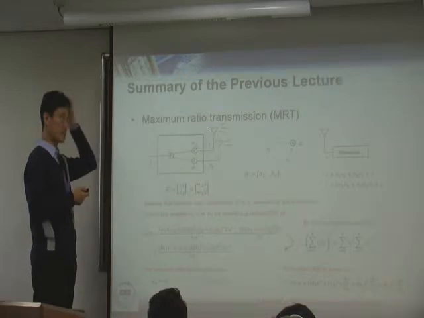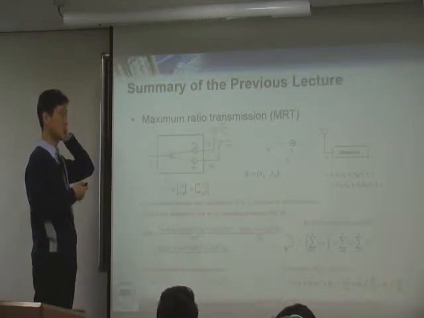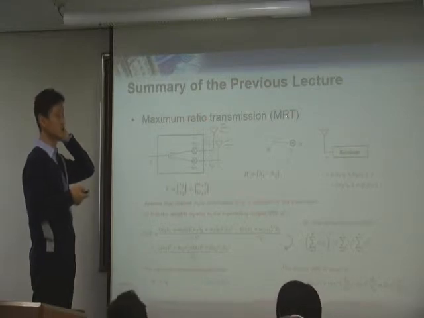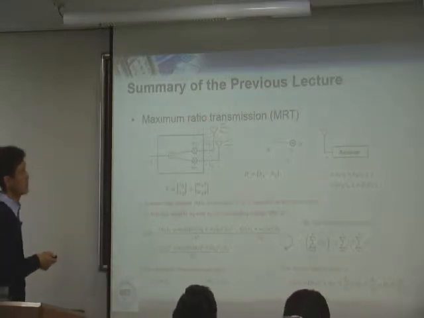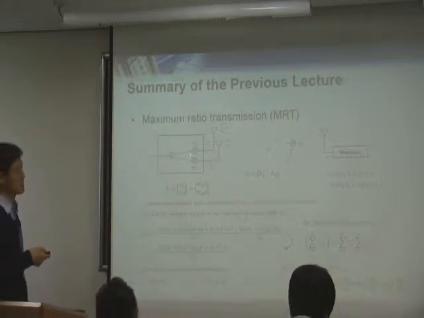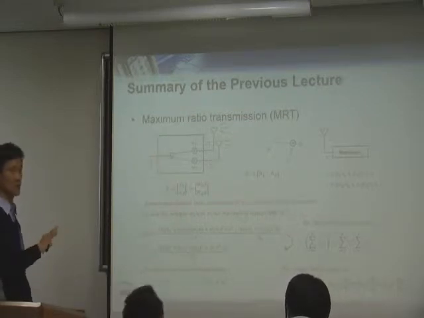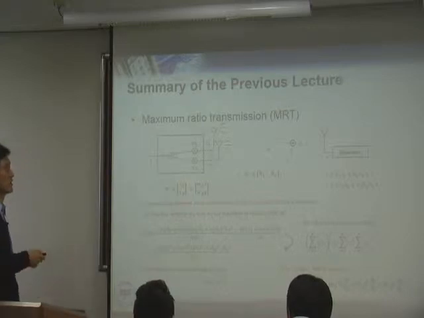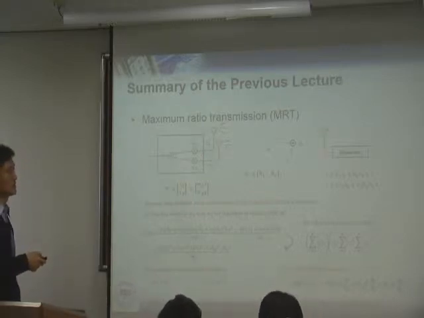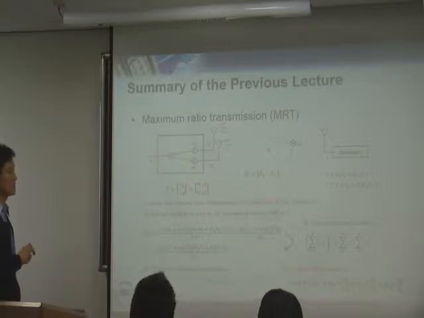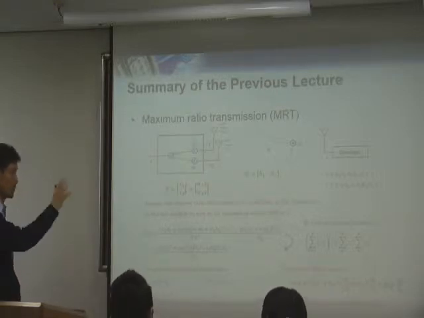MRC and MRT are basically the same. Since we are talking about transmit diversity, we simply call that MRT instead of MRC, but it's basically the same thing. If you look at this picture, it is pretty much a mirrored picture compared to the MRC. We have two transmit antennas here and one receive antenna here, but the picture looks exactly the same, only in the reverse way.